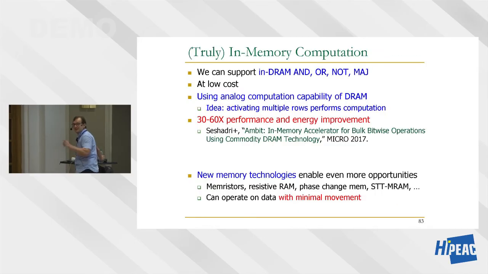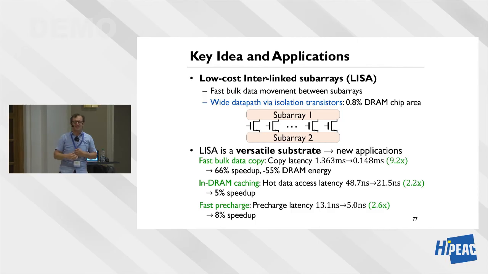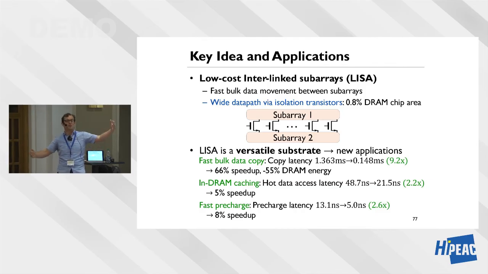Yes, please. In the other slide, you said you can only copy from one subarray to the other one, like from 1 to 2. How do you do it if you want to go to 3? Basically, between 2 and 3, you have another set of isolation transistors. We also have express paths between subarray 1 and 3, so I can enable 2 isolation transistors at once. But in DRAM you may have 128 subarrays. If you want to copy from 1 to the 128th one, you may need to take multiple hops. Yeah, that's a very good question.